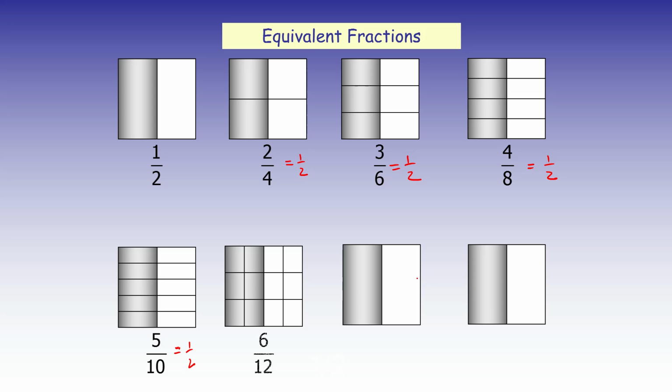6 out of 12. This time I've got 1, 2, 3, 4, 5 times 4, 20 parts. And out of 20, half of them are shaded. What's half of 20? Correct. 10 out of 20. So what we're saying is 10 out of 20 is equal to a half.